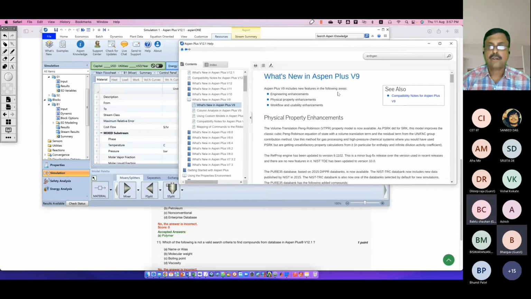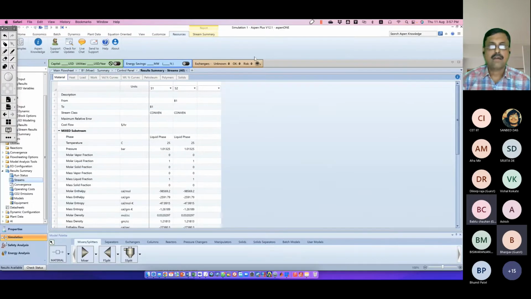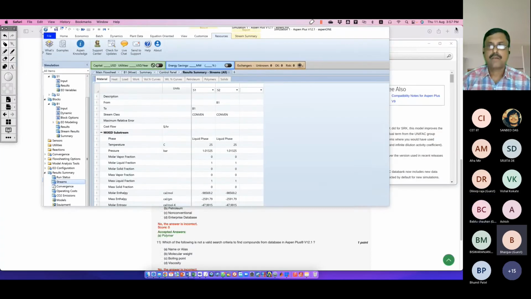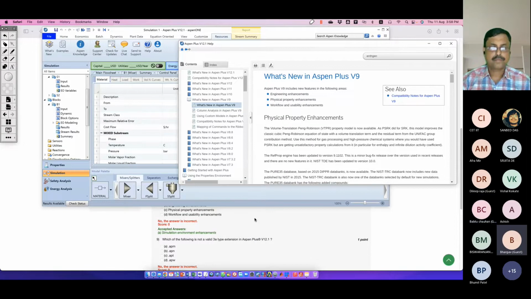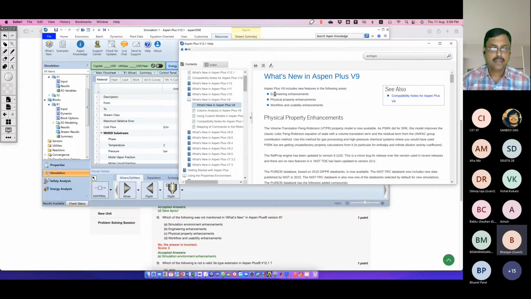So these are the version 9 things, right? Yes. Okay. Engineering enhancement is there. Physical property enhancement is there. Workflow usability enhancement is there. So simulation environment enhancement is not there. Okay. Yes, yes. All right, sir.